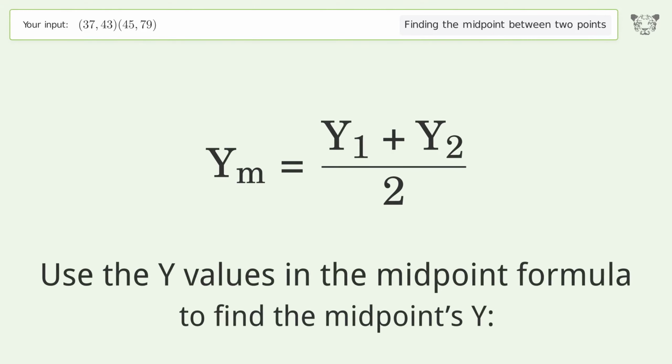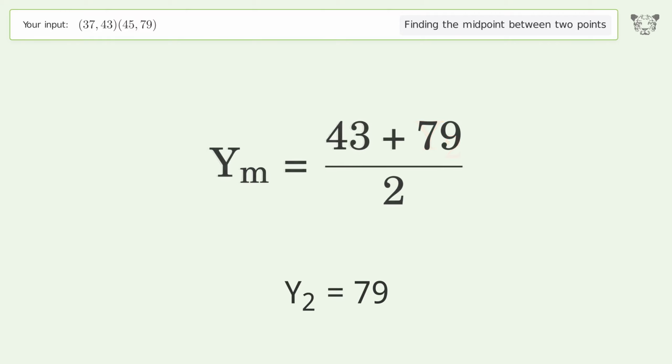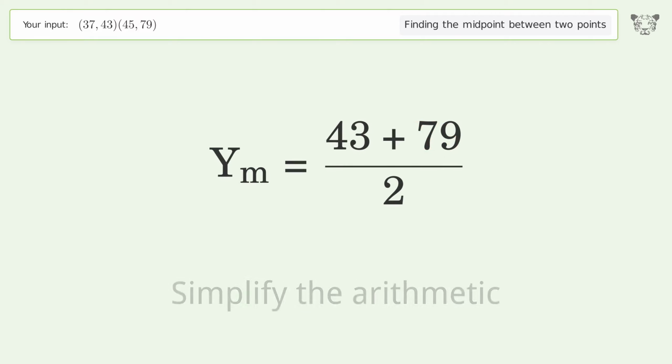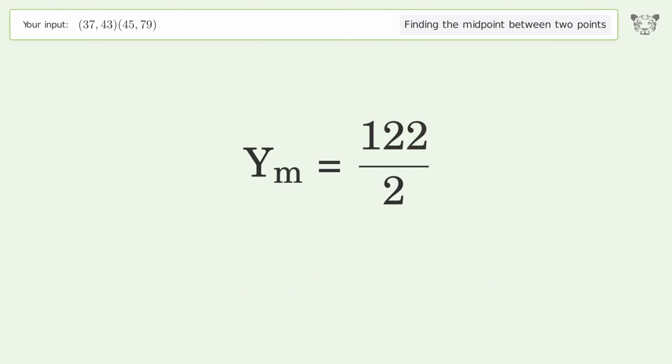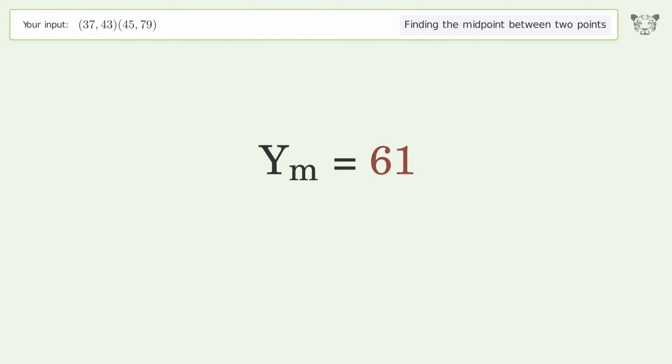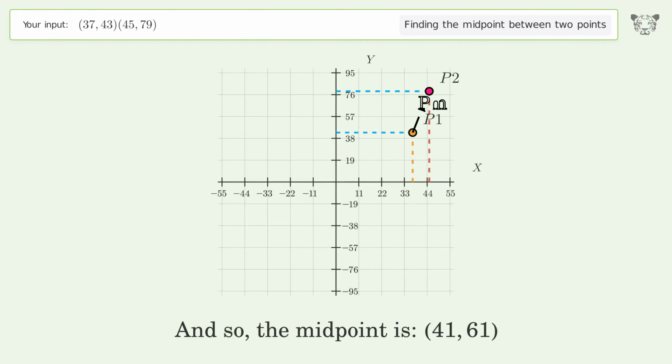Use the y values in the midpoint formula to find the midpoint's y. y1 equals 43. y2 equals 79. Simplify the arithmetic. And so, the midpoint is 41,61.